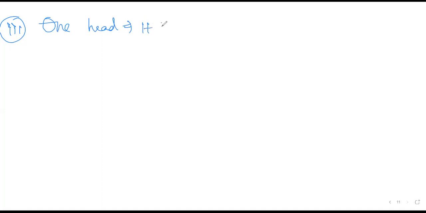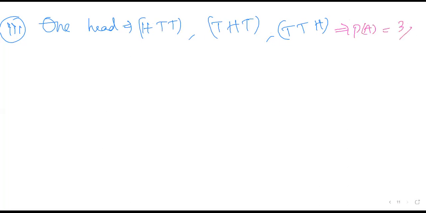So that is head, tail, isn't it? Then tail, head, isn't it? Then tail, head. These are the only 3 I can get. Yes. Okay. So the P of A is equal to 3 out of 8.